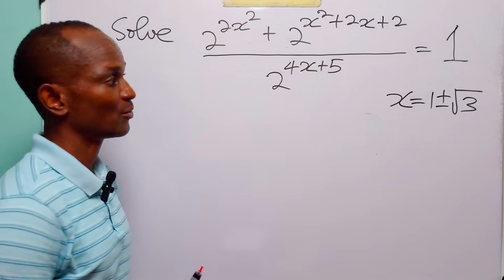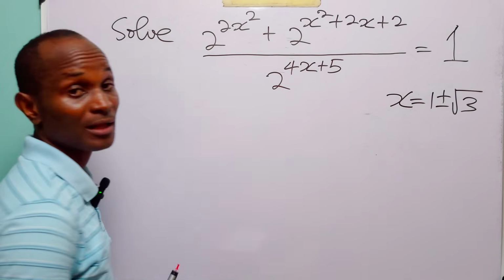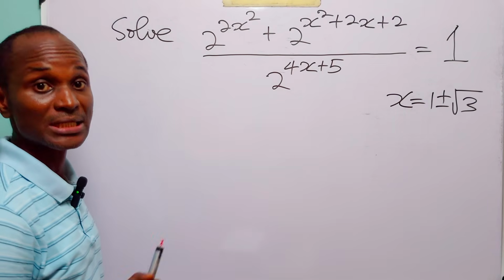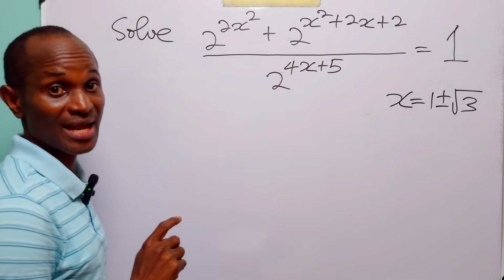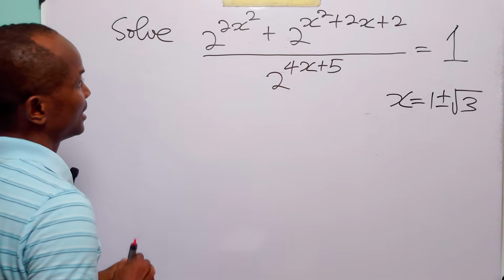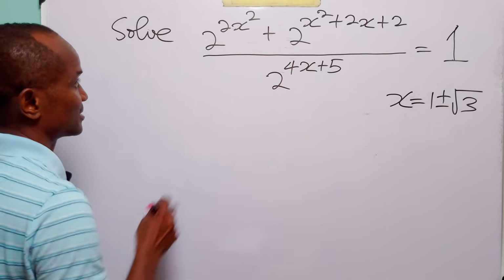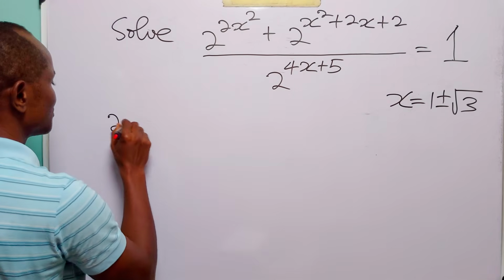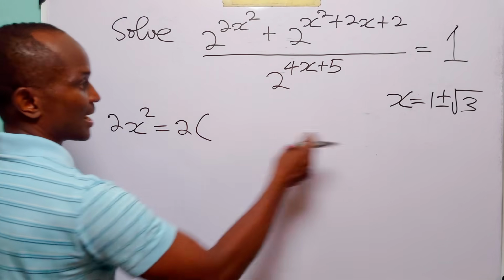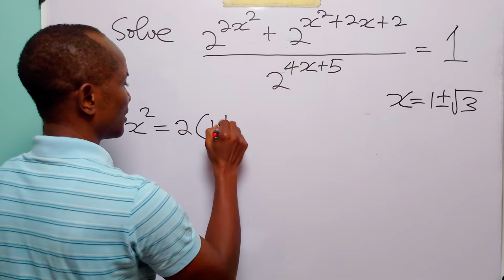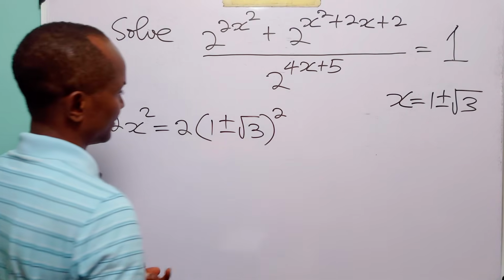Now, to check our answer, we are going to substitute these two values of x into the original equation to make sure that the equation is satisfied. And we are going to check both values of x at once. Let us start by evaluating these three exponents. Here we have 2x squared. That is 2 times 1 plus or minus root 3 squared.